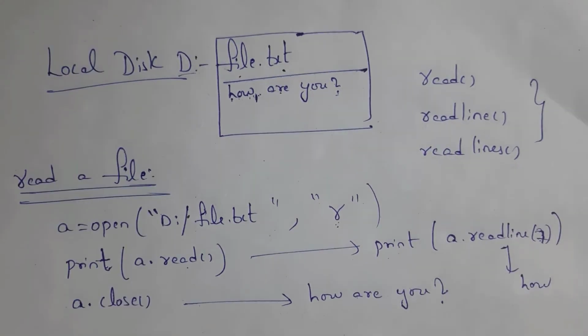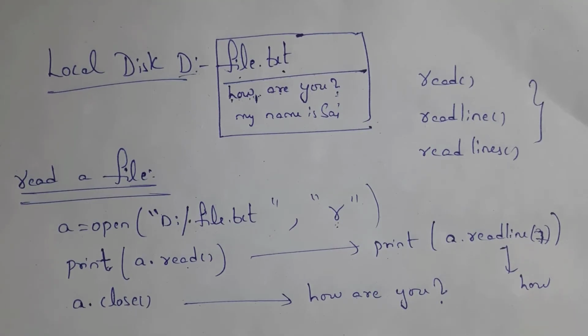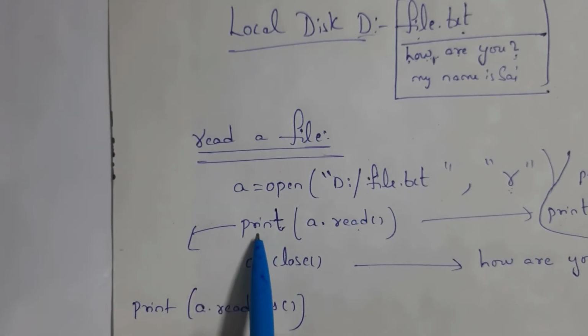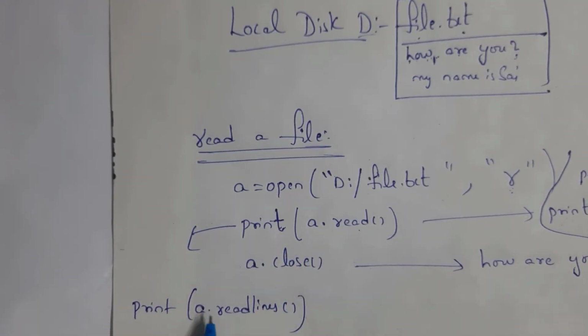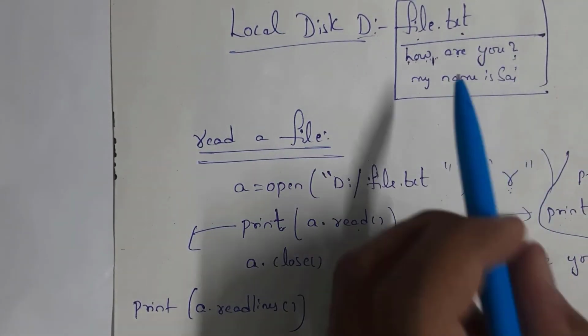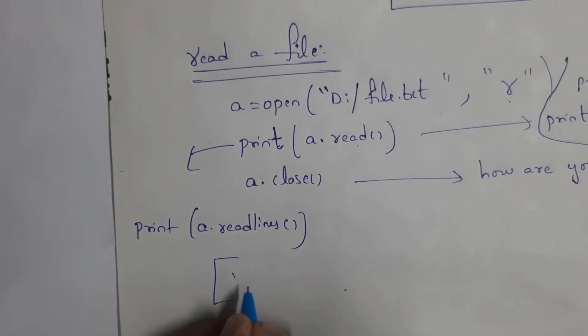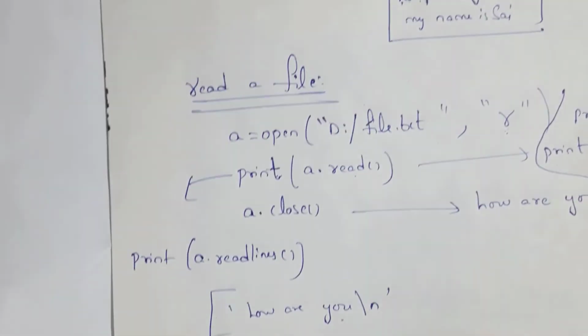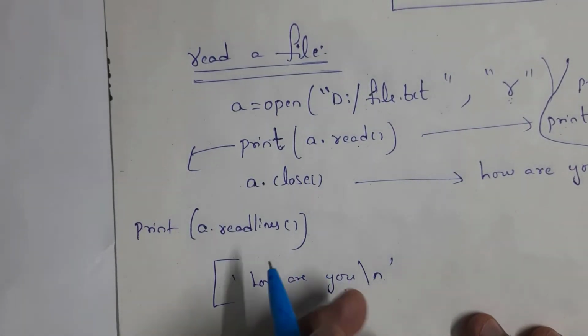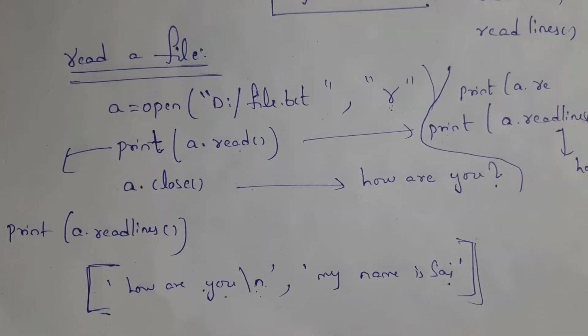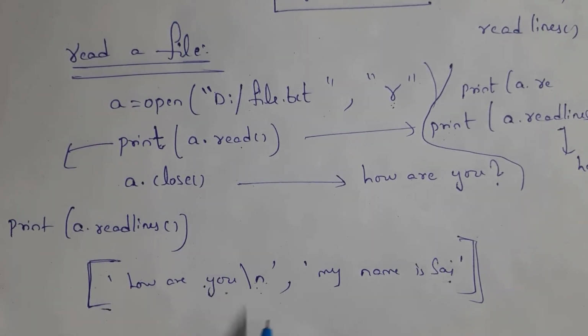Next I will explain the use of readlines method. For example, my text file contains text, that is how are you, and in the next line it contains my name is Sai. Just in place of writing print a.read, write here print a.readlines, where readlines method will display output in the form of a list. It will print how are you \n, that is next line, comma, my name is Sai in quotations. This is my output. For example, I don't want to print output in the form of a list. I want to get output like how are you, and in the next line it should print my name is Sai.